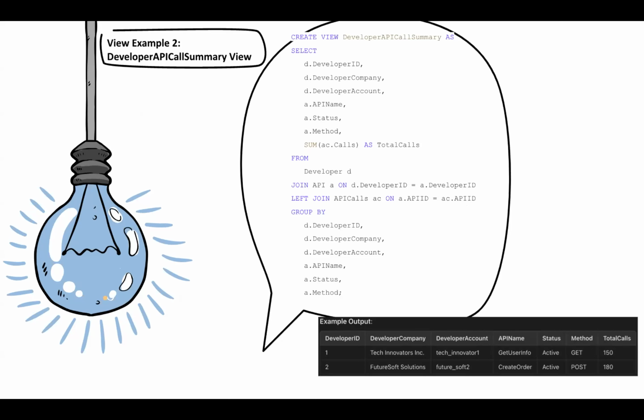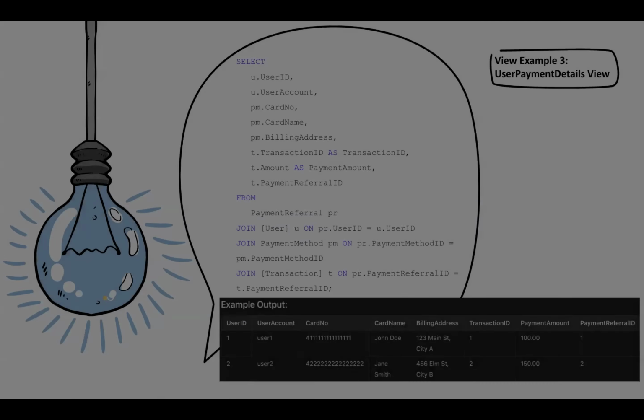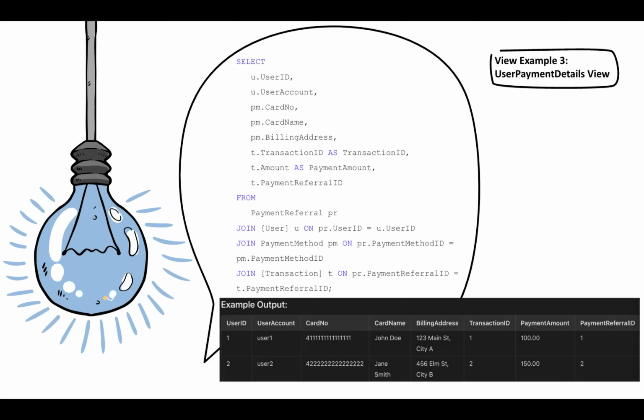The second view is the developer API call summary. It aggregates API usage data for each developer and combines information from the developer, API, and API calls tables. And it shows the total number of calls for each API. And this is useful for developers to monitor API performance and identify high demand services. Next. The third view is the user payment details.